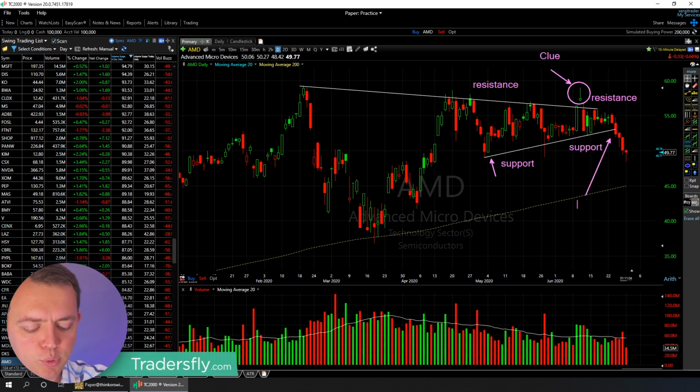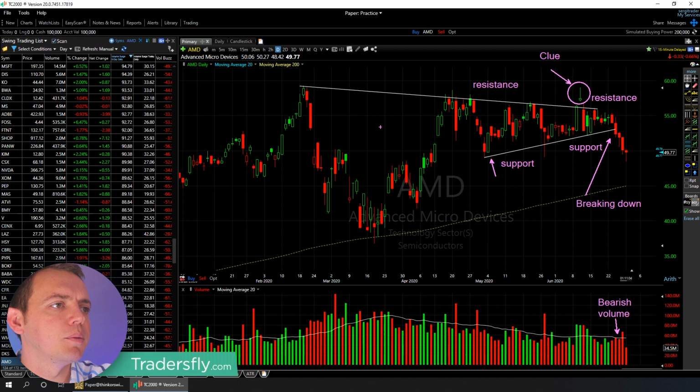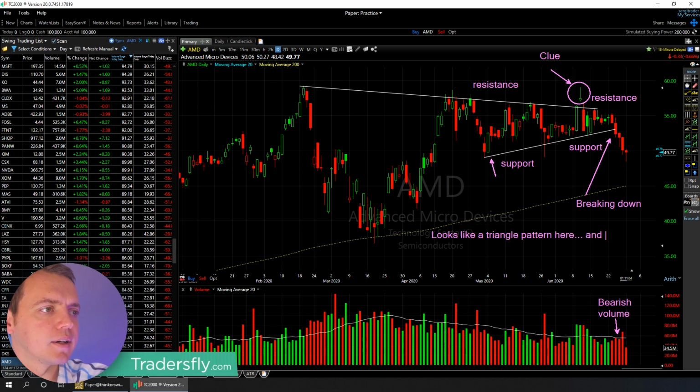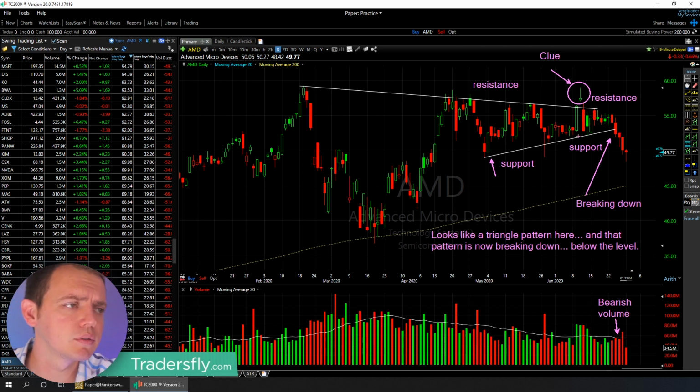Here is our breaking down level, and you can see this bearish volume starting to build. So this almost looks like a triangle pattern here, and that pattern is now breaking down below the level. Now, does that mean you have to go full-fledged bearish? No. So don't think about it that way. But we are showing some weakness.